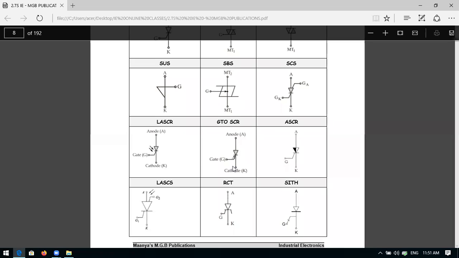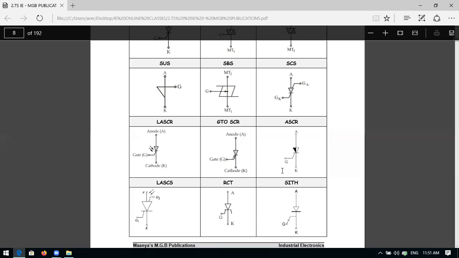So it is looking like SCR only, but it is asymmetrical. The construction is different, asymmetrical, not symmetrical. Equally, it is not doped. That is the reason it is an asymmetrical SCR. And you see the circuit symbol is also different. A shaded portion is there, you can observe here, and you can draw it in your notes.